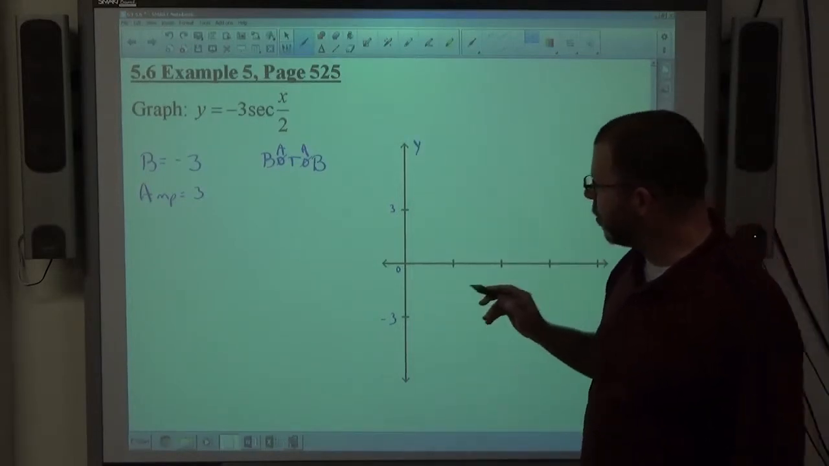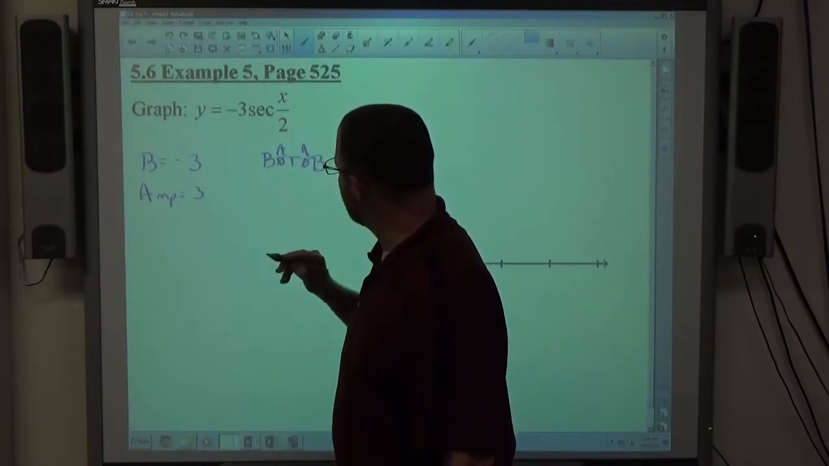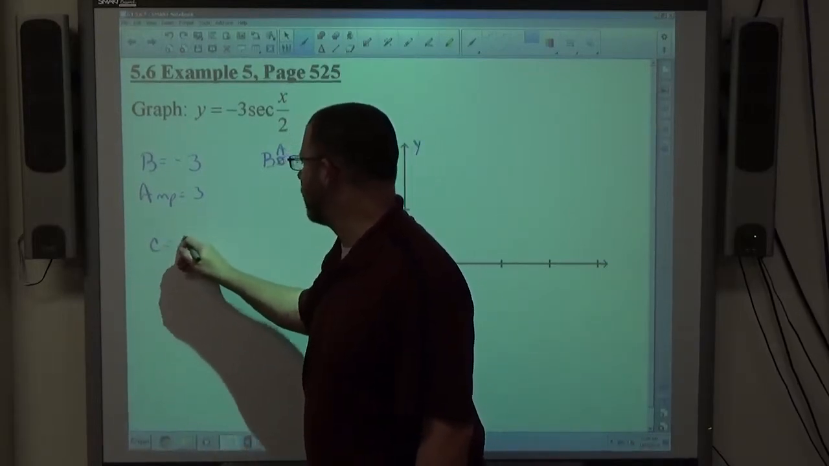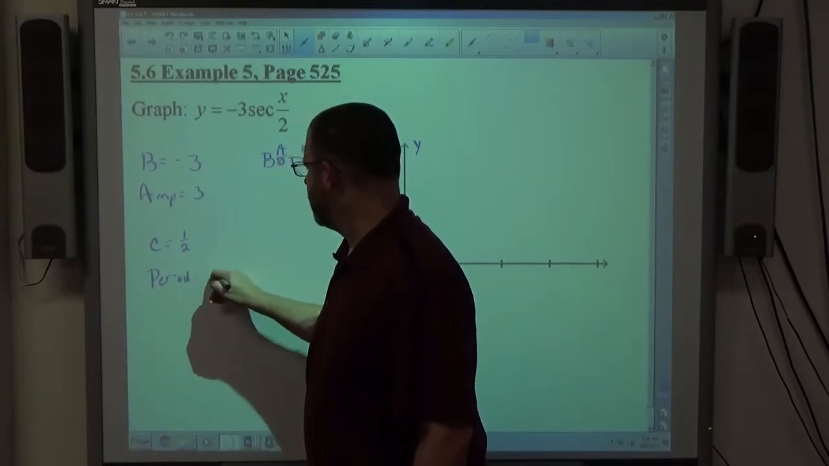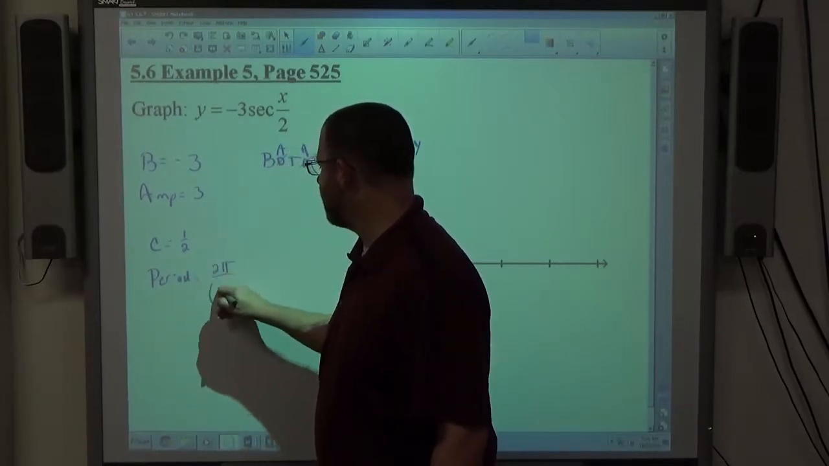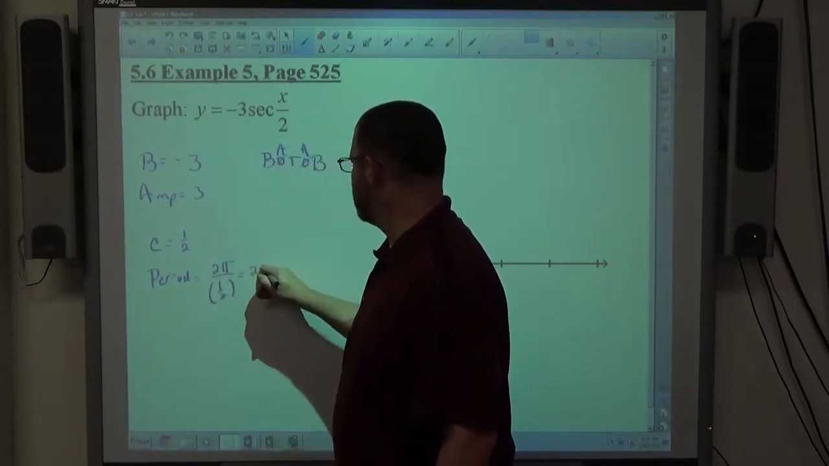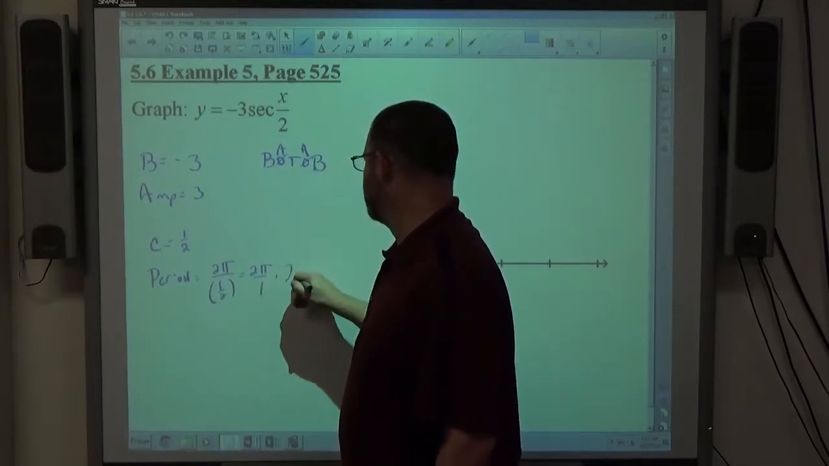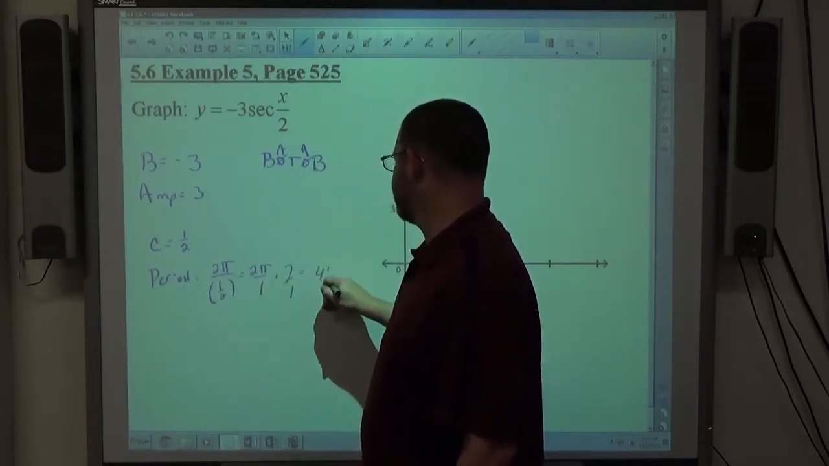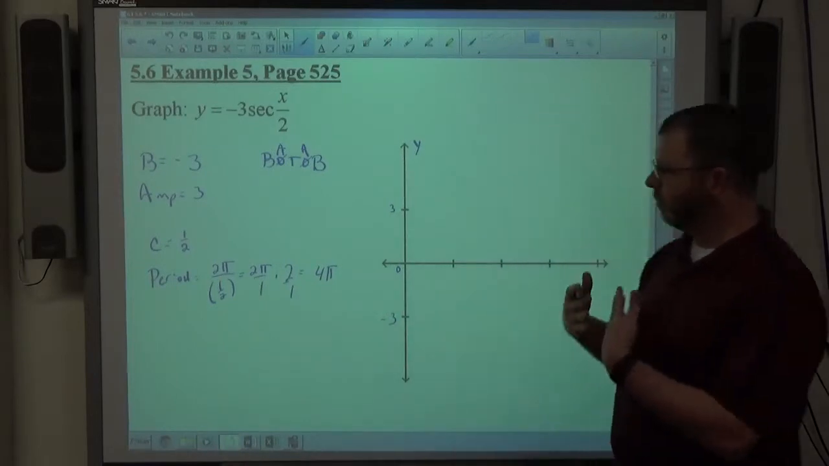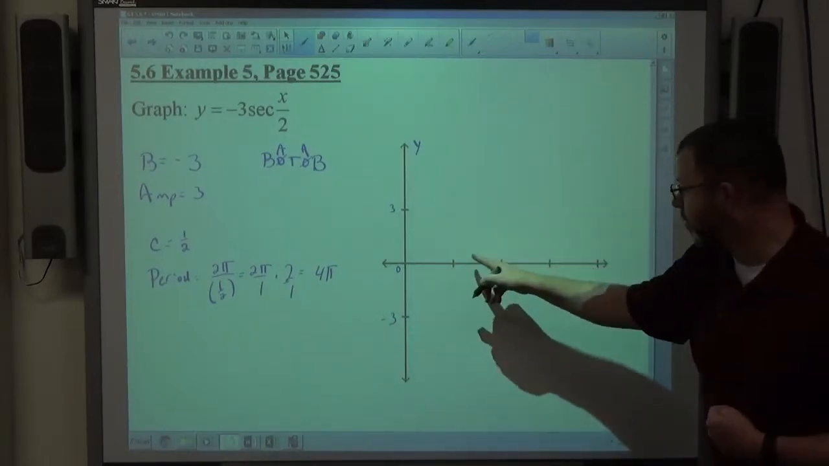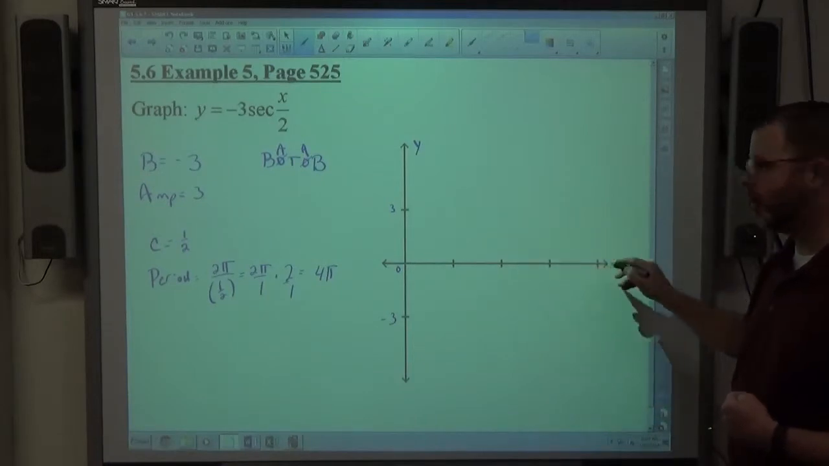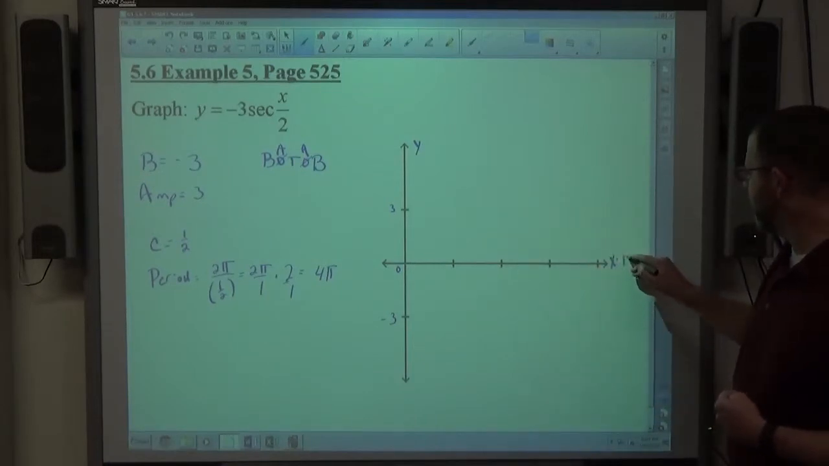I can see also that secant of x over 2 means that c's value is 1/2 in this case. That makes the period equal to 2 pi divided by half. That's the same as 2 pi over 1 times 2, which equals 4 pi. So the period's 4 pi, 1/4 of that is pi, so 1 pi, 2 pi, 3 pi, 4 pi, we go by pi's. So x is going to be at a pi scale.